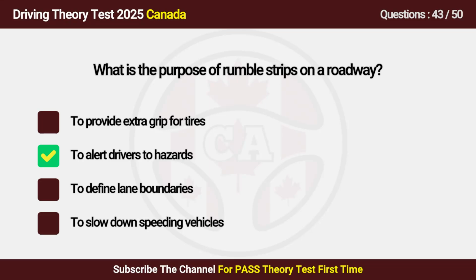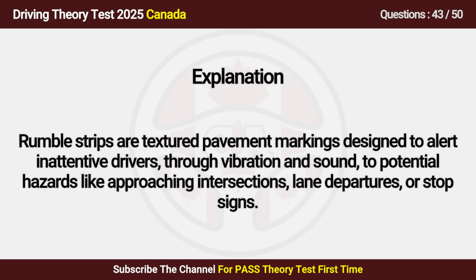Answer is B. To alert drivers to hazards. Rumble strips are textured pavement markings designed to alert inattentive drivers, through vibration and sound, to potential hazards like approaching intersections, lane departures, or stop signs.